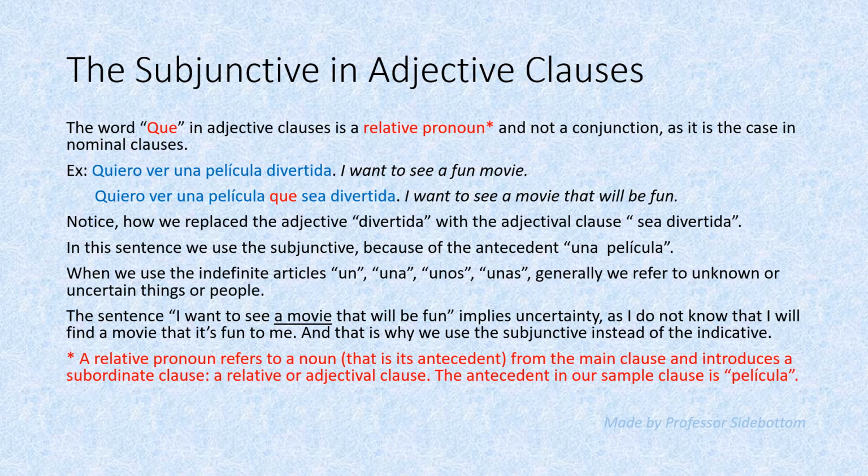Now we said the word que is now a relative pronoun. So let's see what a relative pronoun is. A relative pronoun refers to a noun from the main clause and introduces a subordinate clause like a relative clause. And in our example, the antecedent is the word película. Why? Because that is the word that's described here, una película que sea divertida.